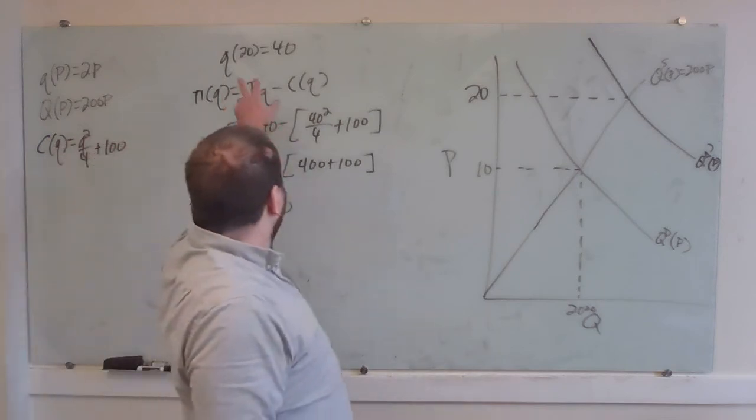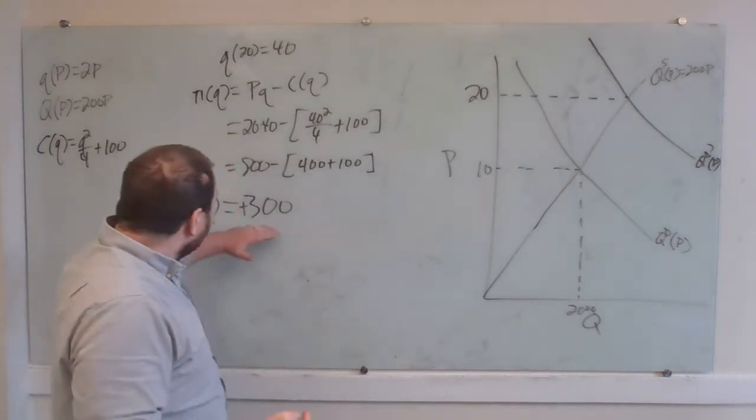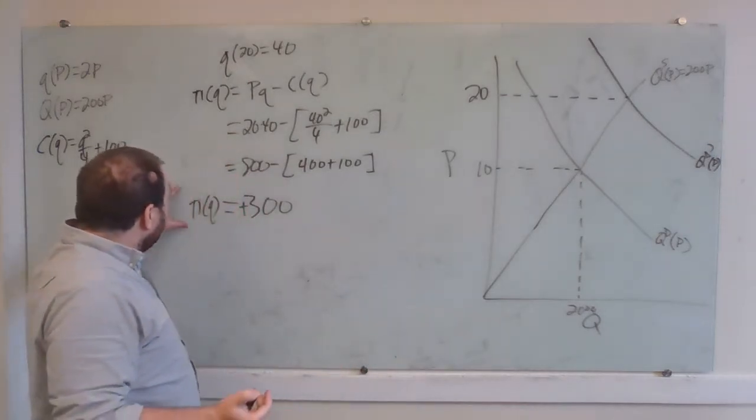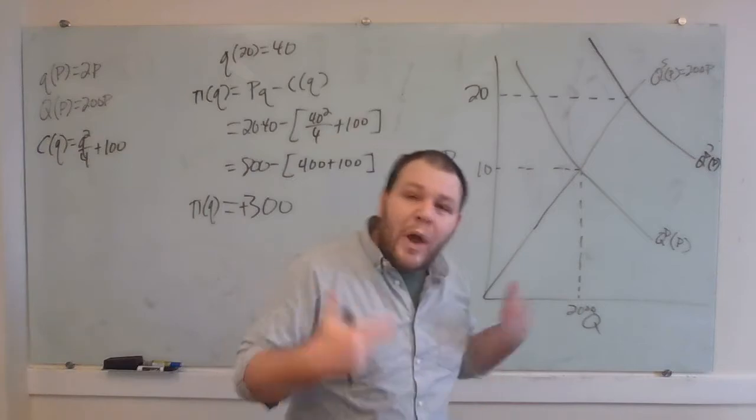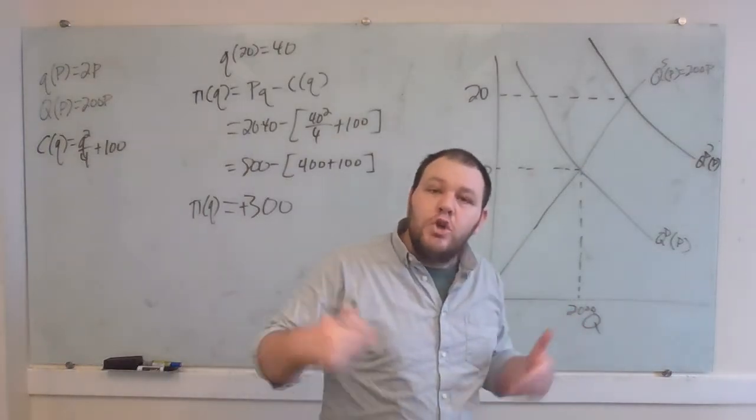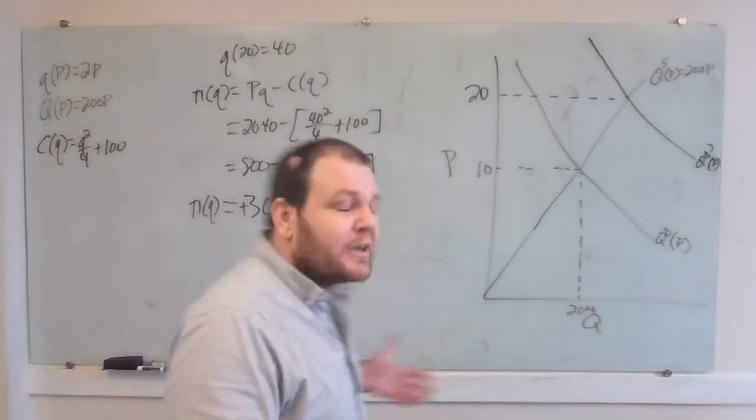This makes sense? We have a price of 20, and all of a sudden we're not going to be in a long-run equilibrium anymore because firms are going to be profitable. What happens when firms are profitable? New firms are going to want permits. More firms are going to enter the market.